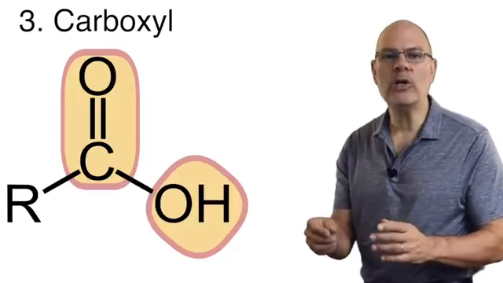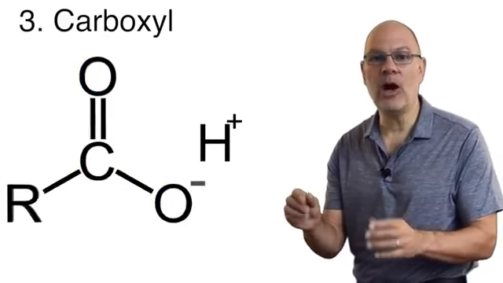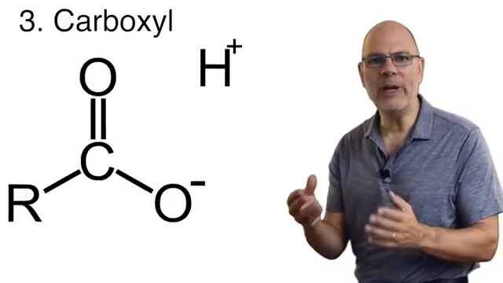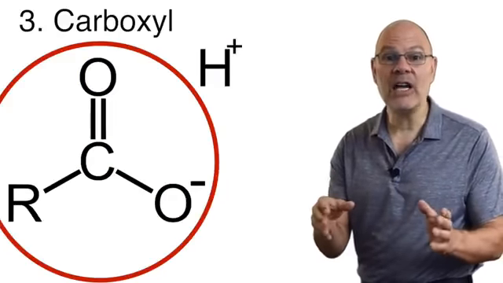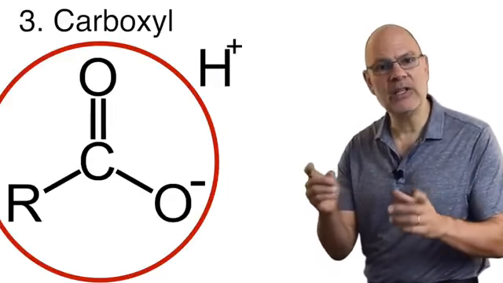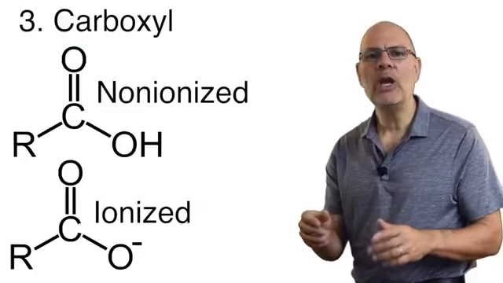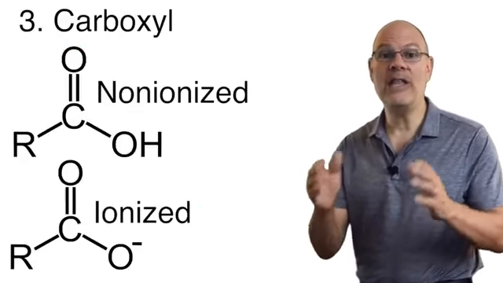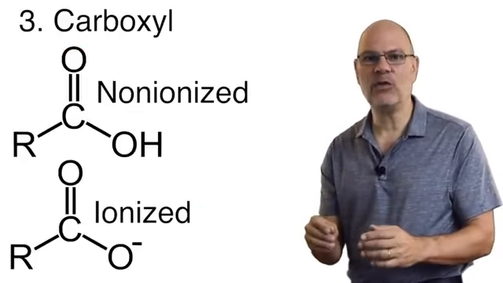When dissolved in water, this hydrogen tends to break off, making a carboxyl group a weak acid and leaving this ionized form of carboxyl behind. That's what you'd find in a cell. You should be able to identify both the non-ionized and the ionized forms.